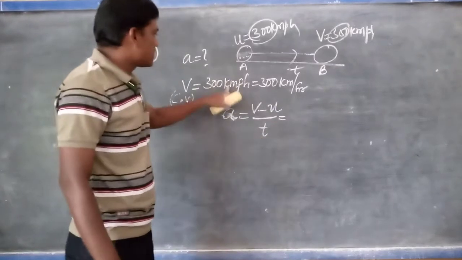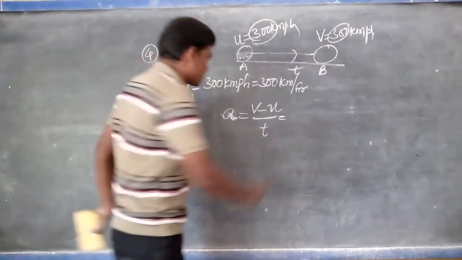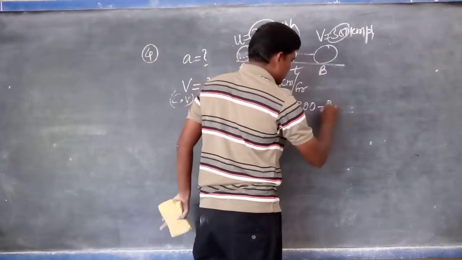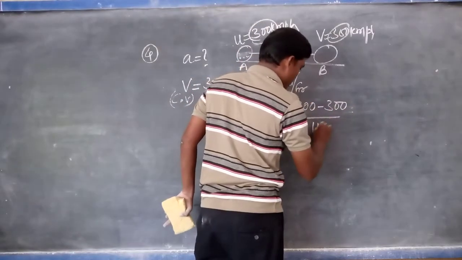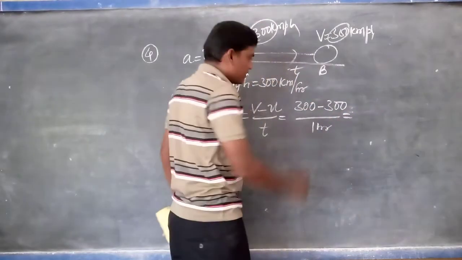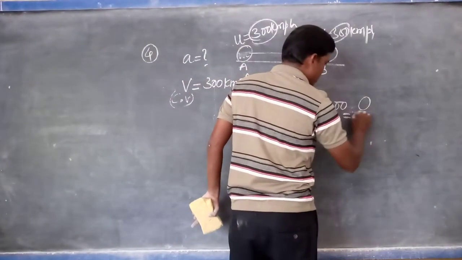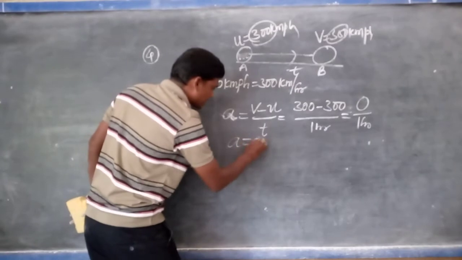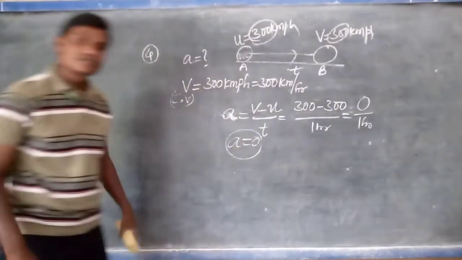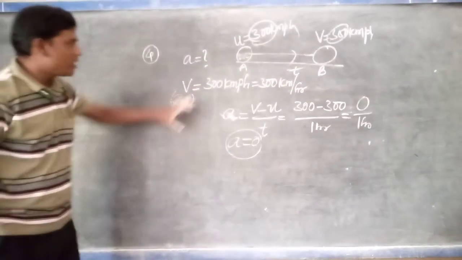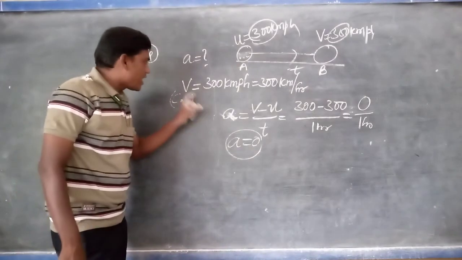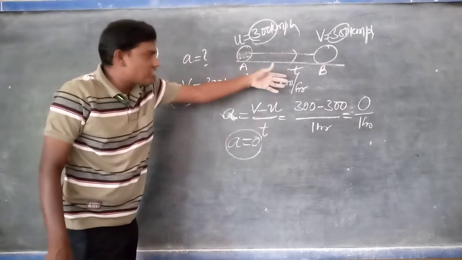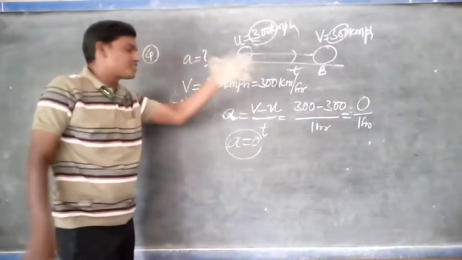What is t? 1 hour. What is the v value? 300 minus 300 by 1 hour. 300 minus 300 is 0, and 0 by anything is 0. That's why acceleration is 0. So simply, when a race car is moving with constant velocity, there is no change in velocity, and that's why acceleration is 0.